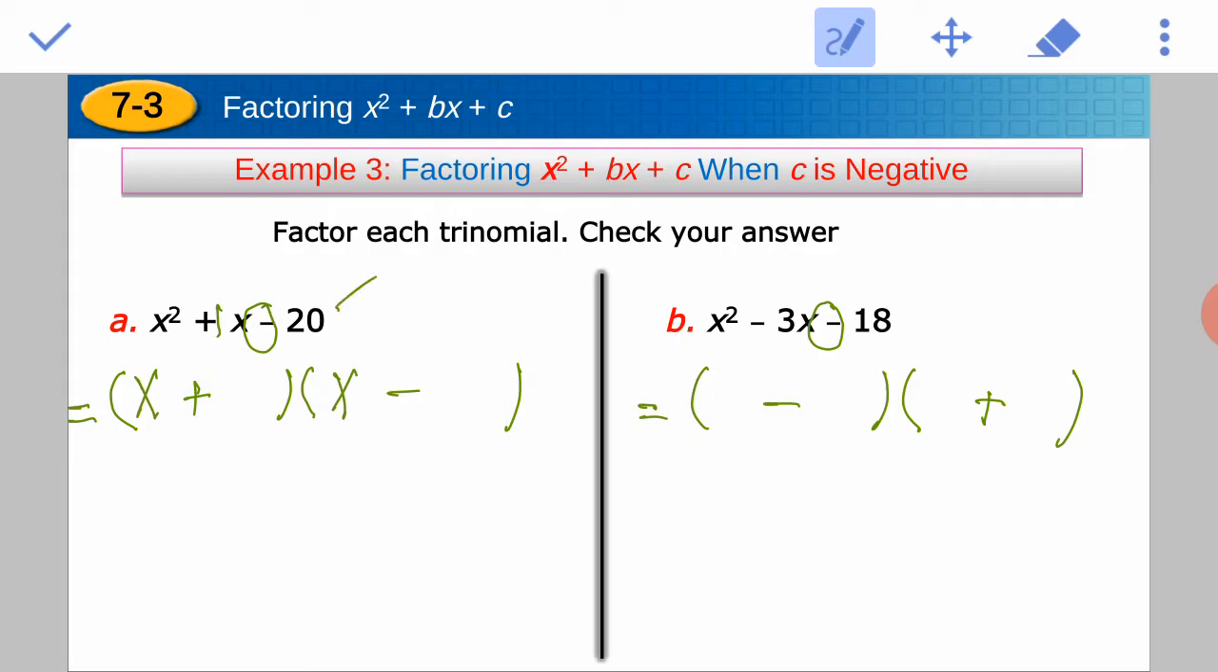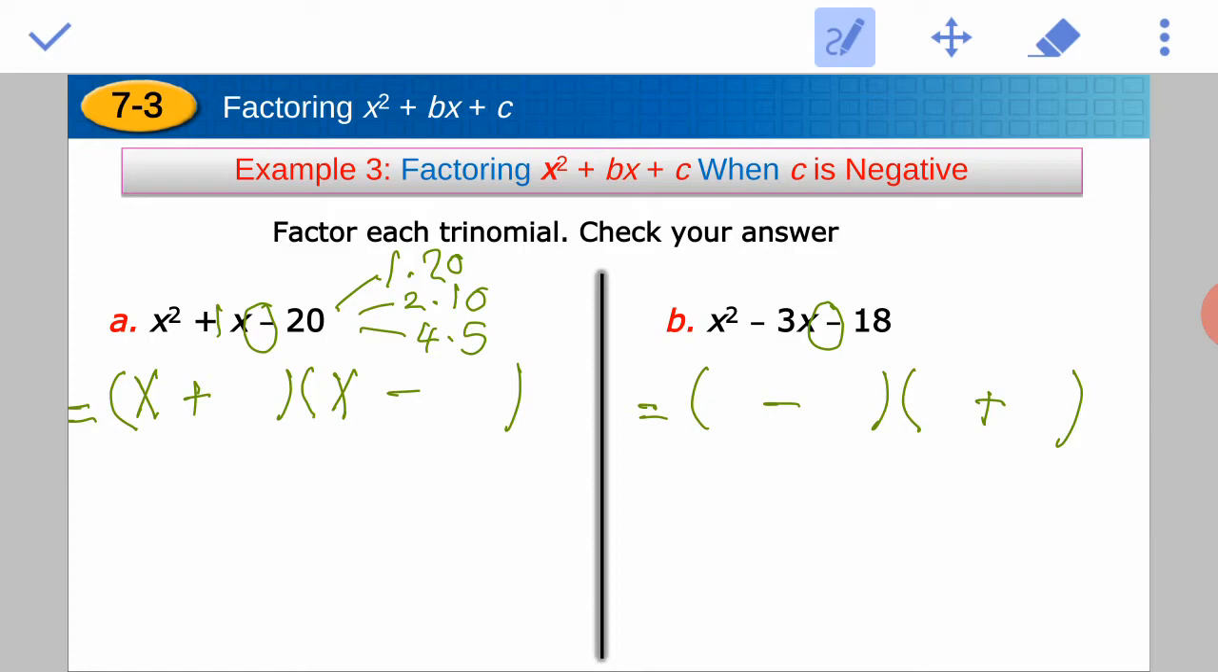So 20 is 1 times 20 or 2 times 10 or 4 times 5. I'm looking for the difference between the two factors to be 1. So it's 5 times 4. Where do I place the 5? You might think it doesn't make any difference, but it does.